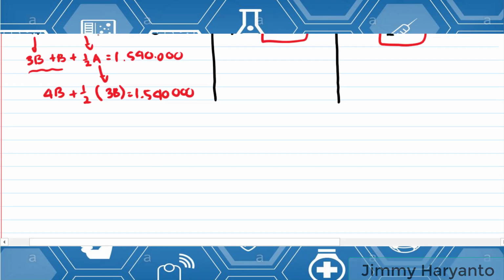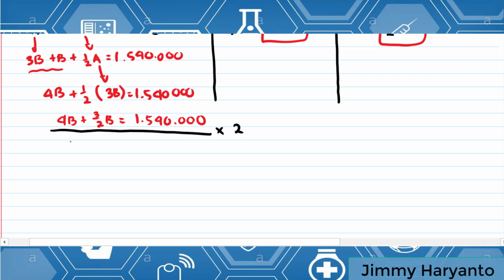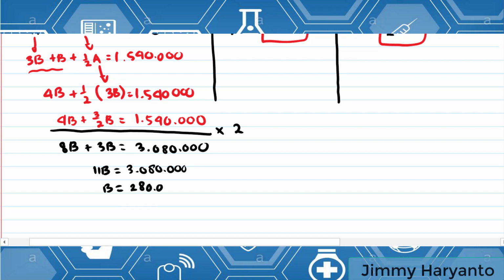Okay, so the next will be 4B plus 3 over 2 B equals 1.540.000. Make the denominator disappear by multiplying it by 2. 8B plus 3B equals 3.080.000. 11B equals 3.080.000. 3.080.000 divided by 11 is 280.000, ya.